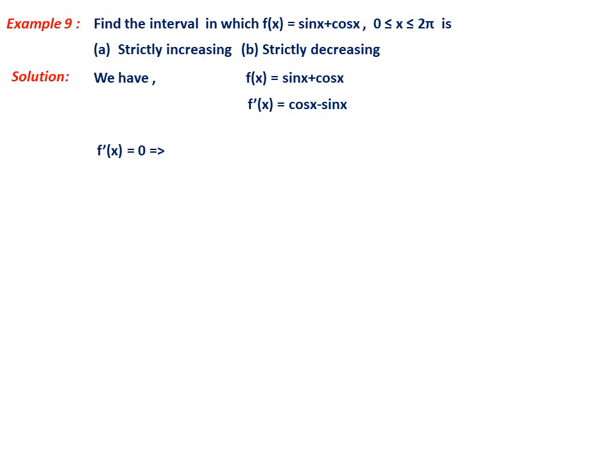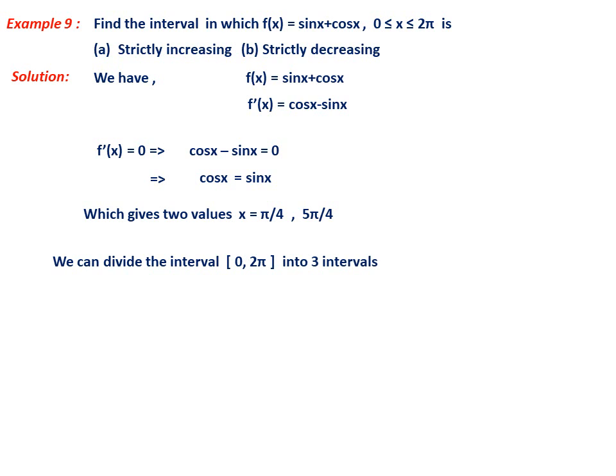Now f dash x equal to 0 implies cos x minus sin x equal to 0. So this implies sin x equal to cos x. So now which gives two values, x equal to pi by 4 and x equal to 5 pi by 4. So this is how we can find. So there are two values in the given interval 0 to 2 pi where sin x and cos x are both the same. So now we can divide the interval. Therefore, here you see we have to do like this.